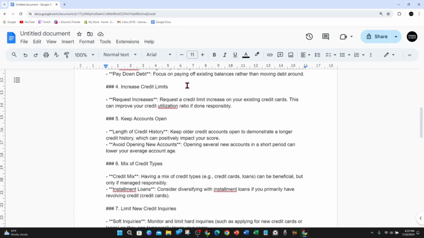Increase card credit limits. So request a credit limit increase on your existing credit cards. This can improve your credit utilization ratio if done responsibly.